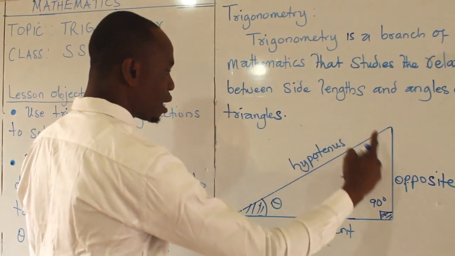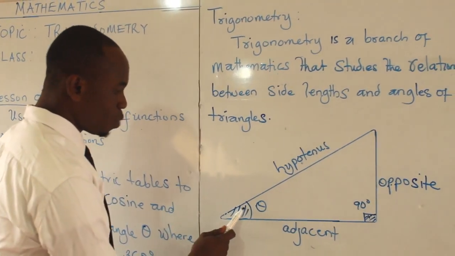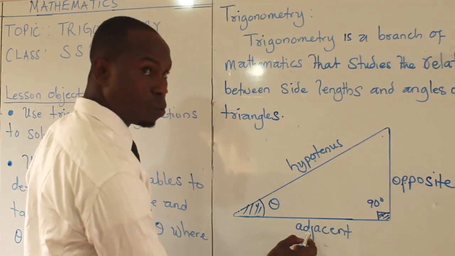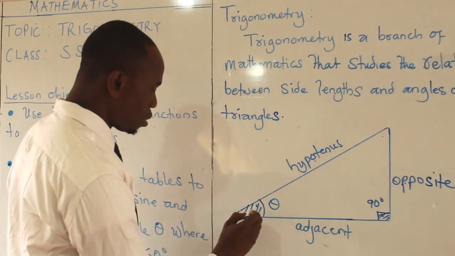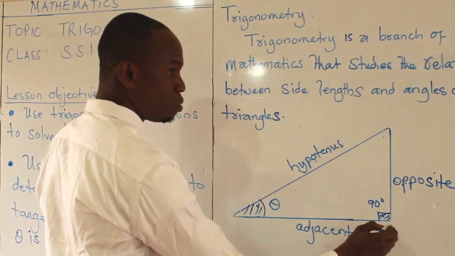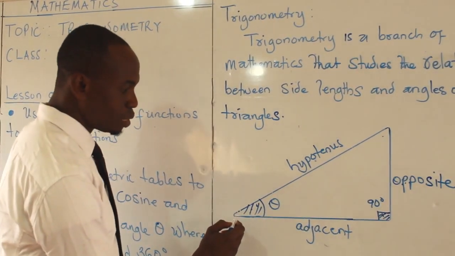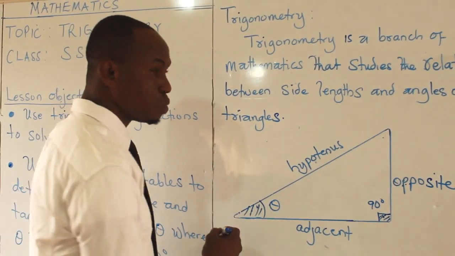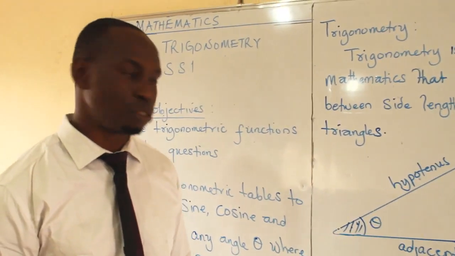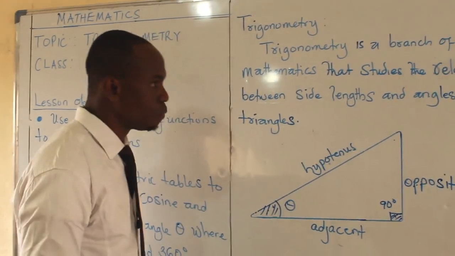For any right-angled triangle, the opposite is dependent on where the angle is formed. If this angle was formed here, this would have been my opposite. But because this theta is considered here, this side of this triangle becomes the opposite. This side becomes the adjacent. And the hypotenuse is always constant. It is usually the longest side of the triangle. For this figure, this is the hypotenuse.